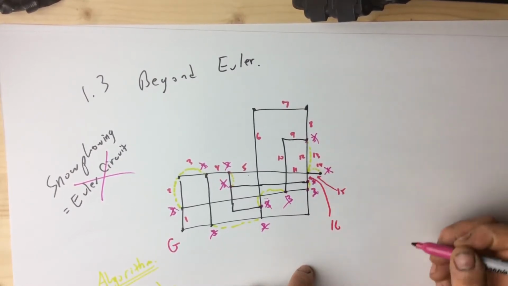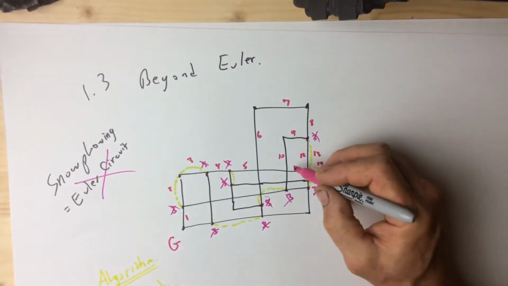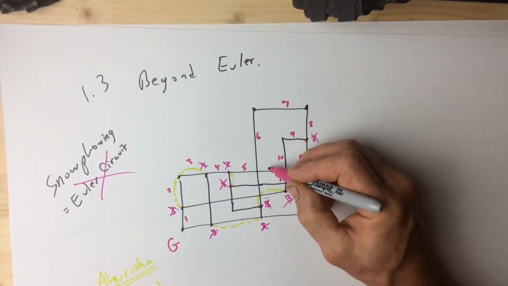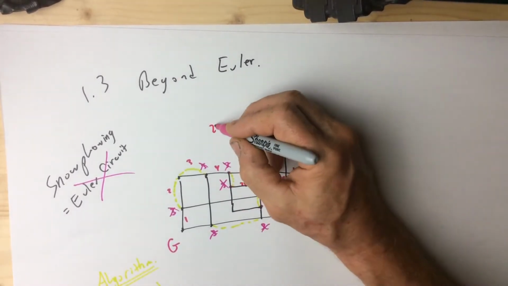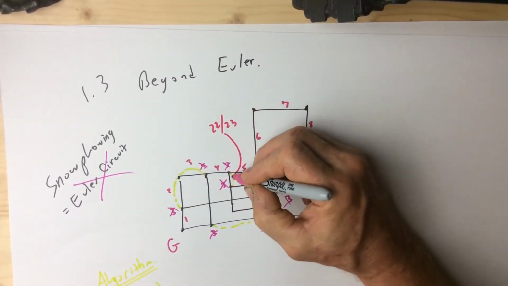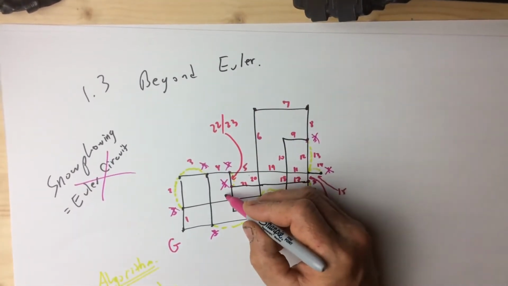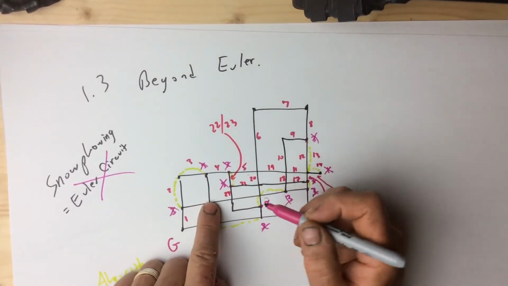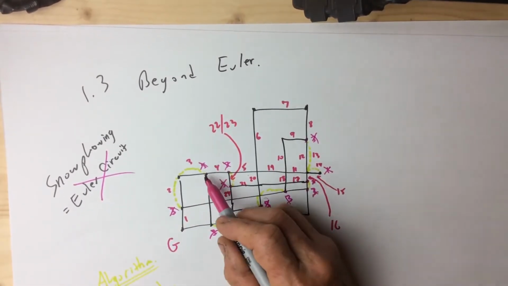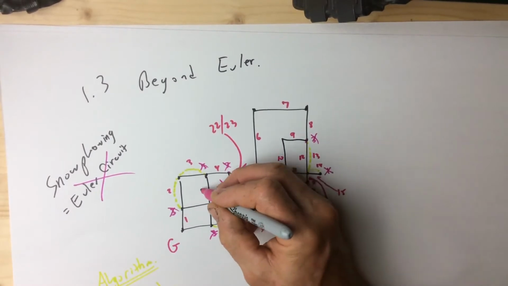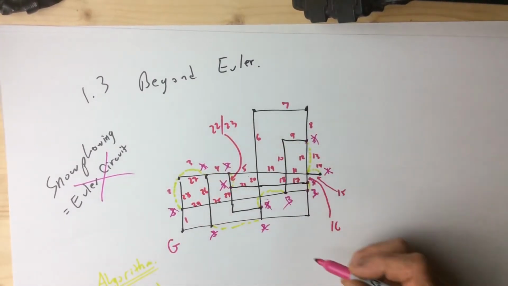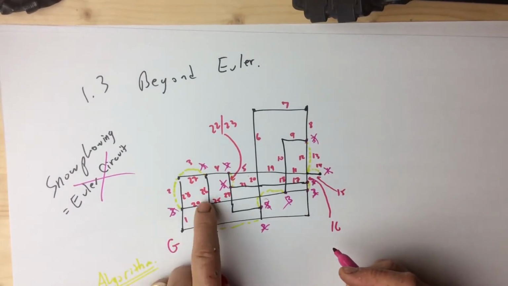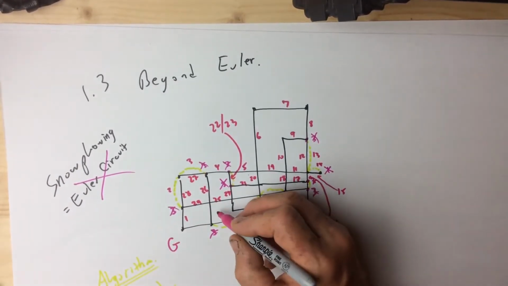16's right there. So now I'm going to go this way. 17, 18, 19, 20, 21. Up and down. 22 and 23 right here. 24. This guy's up. So I'm going to go 25, 26, 27, 28, 29. I don't want to get home yet, but I got some more roads to get here.